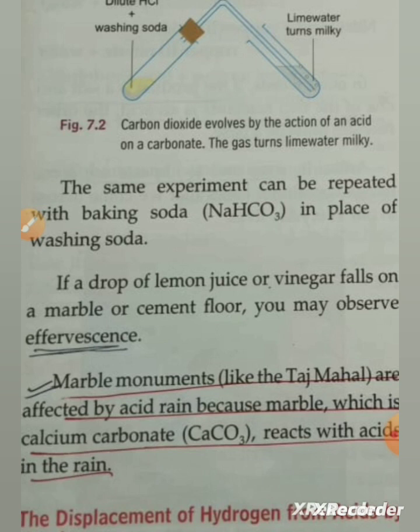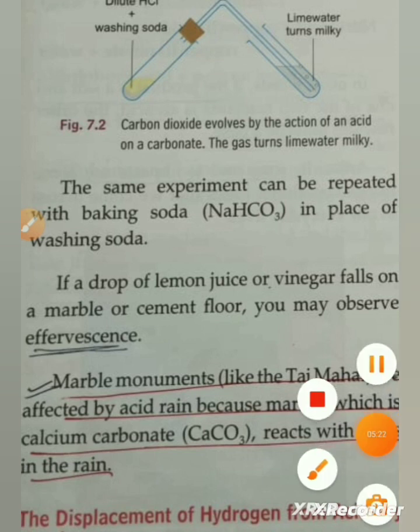Taj Mahal is also affected by the acid rain, because marble, which is calcium carbonate, reacts with the acids present in the atmosphere or in the rain. Some acids that are present in the rain are nitric acid and sulfuric acid, and when both of these acids react with the calcium carbonate, they destroy the building.